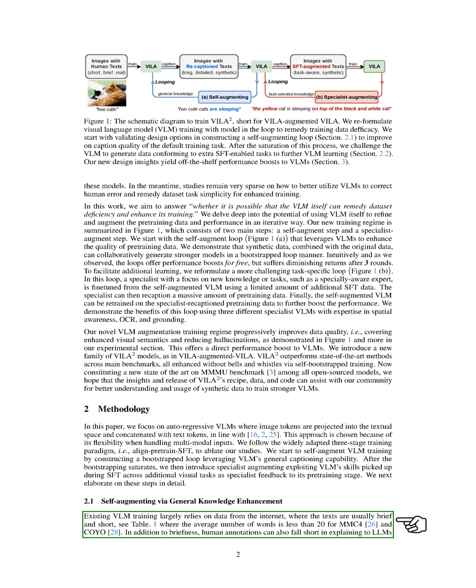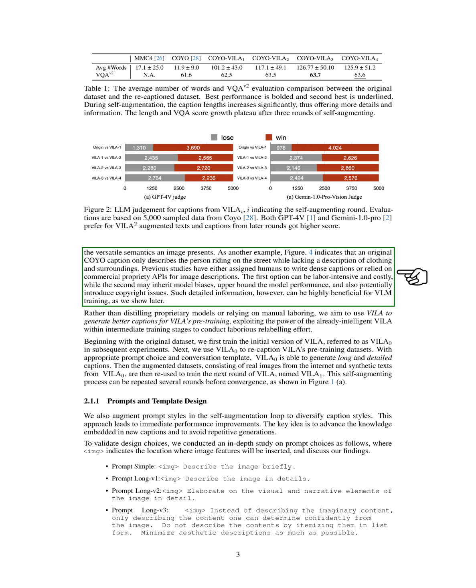For self-augmenting through general knowledge enhancement, we note that existing VLM training heavily relies on internet data, which often consists of brief text descriptions. For instance, the average length of captions in certain datasets is less than 20 words. Additionally, human annotations may not fully capture the diverse meanings an image can convey. For example, one caption might only mention a person riding in the street, neglecting details about their clothing or surroundings.